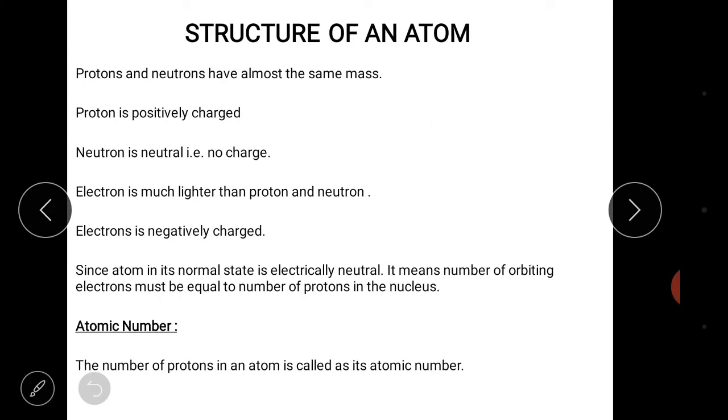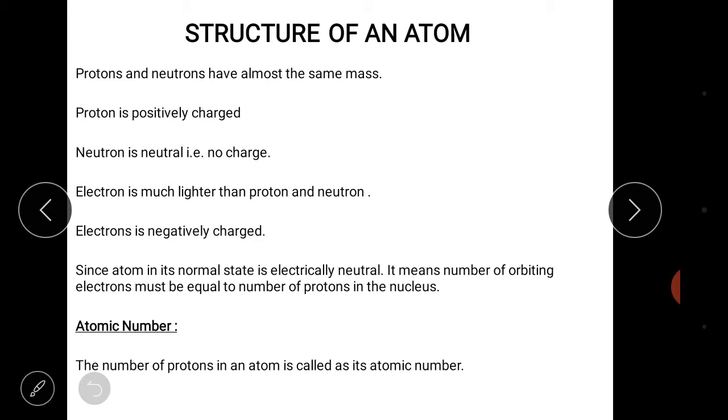Protons and neutrons have almost the same mass. Proton is positively charged, but neutron is neutral, that is, no charge. Electron is much lighter than proton and neutron. An electron is negatively charged. Since an atom in its normal state is electrically neutral, it means the number of orbiting electrons must be equal to the number of protons in the nucleus.